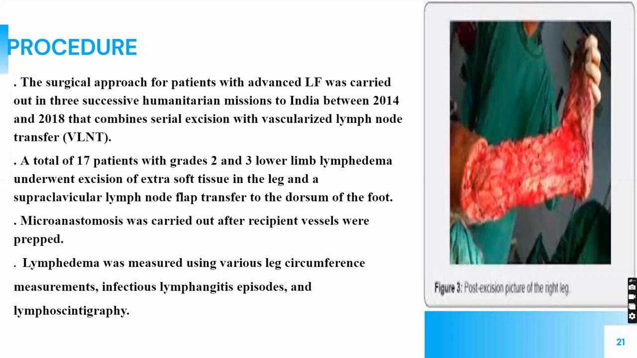leg circumference measurements. Infectious lymphangitis episodes, which is inflammation of lymphatic channels due to infections or non-infectious causes, and lymphoscintigraphy, which is used to identify the central lymph node or the first node to receive the lymph drainage from tumors.